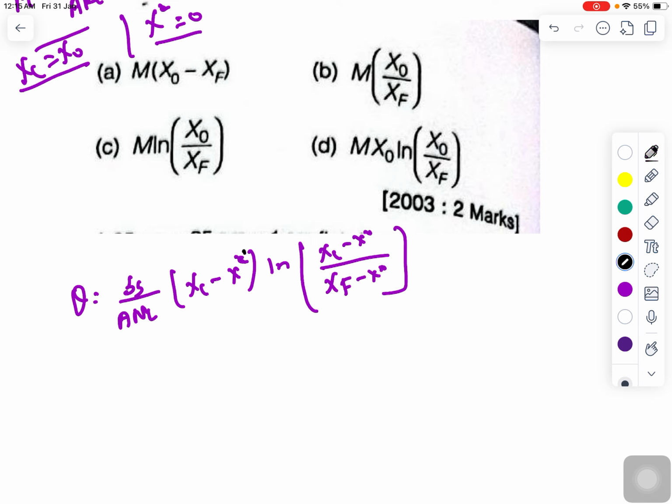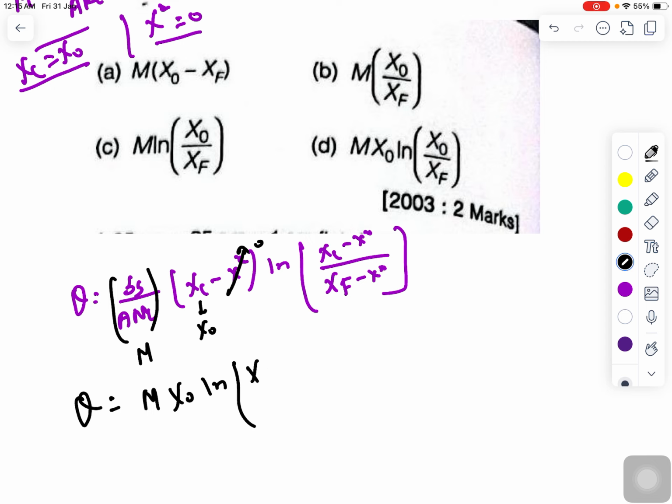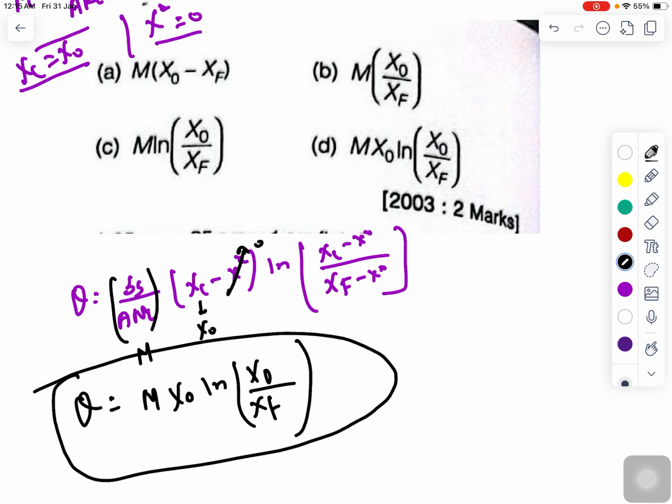So here you can see x star is 0 and xc is equal to x naught, and this one is given as m. So theta can be written as m x naught ln, obviously xc is x naught and x star is 0, divided by xf. So this one will be your correct answer. From here you can see that it is m x naught ln x naught by xf. Your option D will be your correct answer.